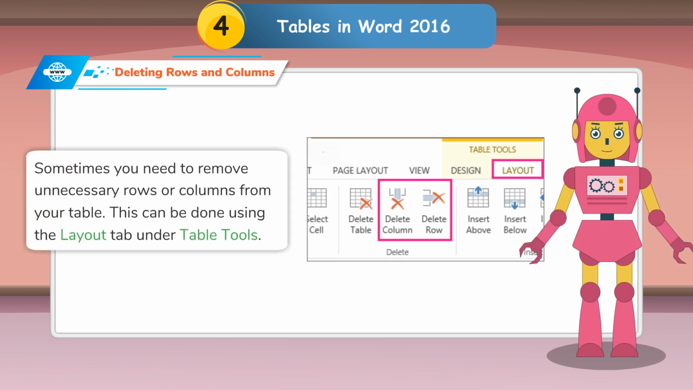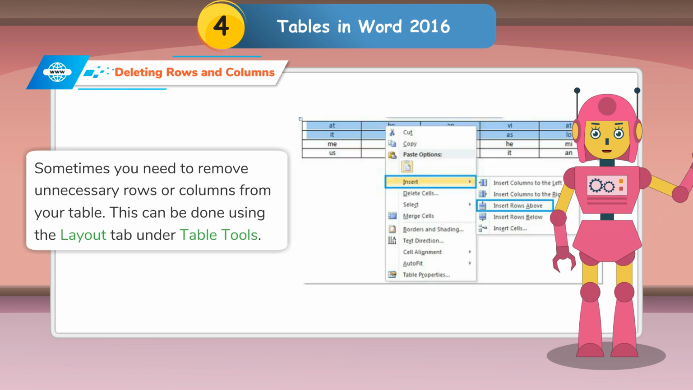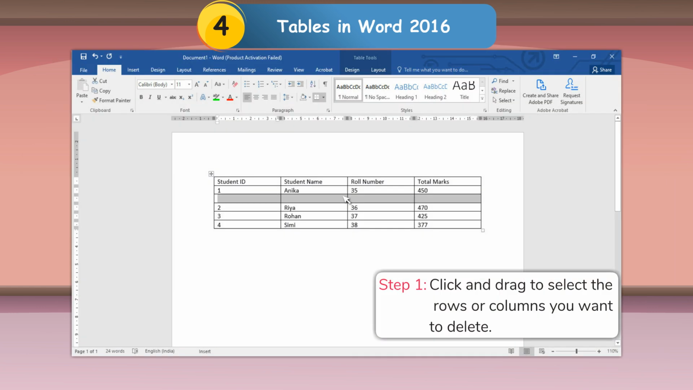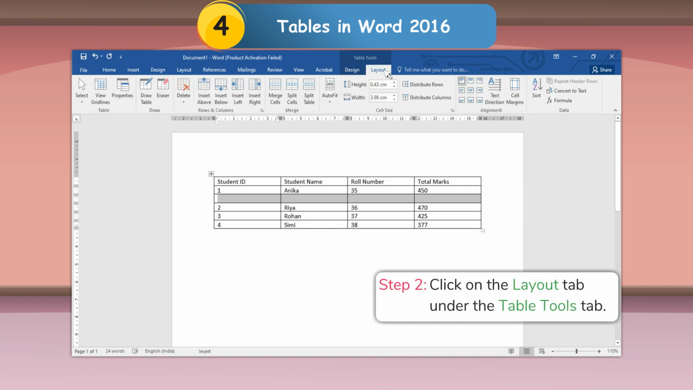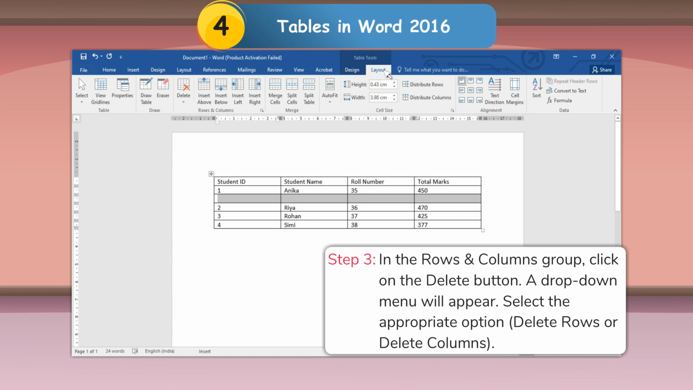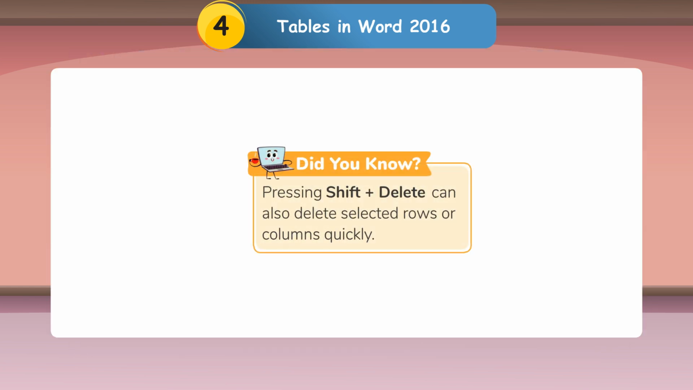Sometimes you need to remove unnecessary rows or columns from your table. This can be done using the Layout tab under Table Tools. Step 1. Click and drag to select the rows or columns you want to delete. Step 2. Click on the Layout tab under the Table Tools tab. Step 3. In the Rows and Columns group, click on the Delete button. A drop-down menu will appear. Select the appropriate option, Delete Rows or Delete Columns. Did you know? Pressing Shift plus Delete can also delete selected rows or columns quickly.